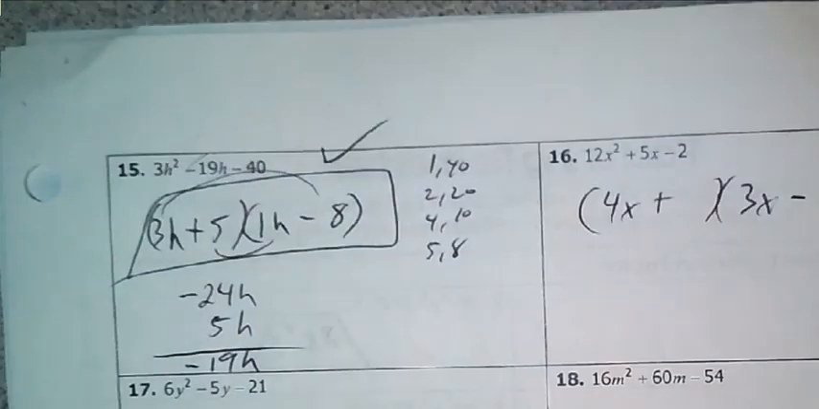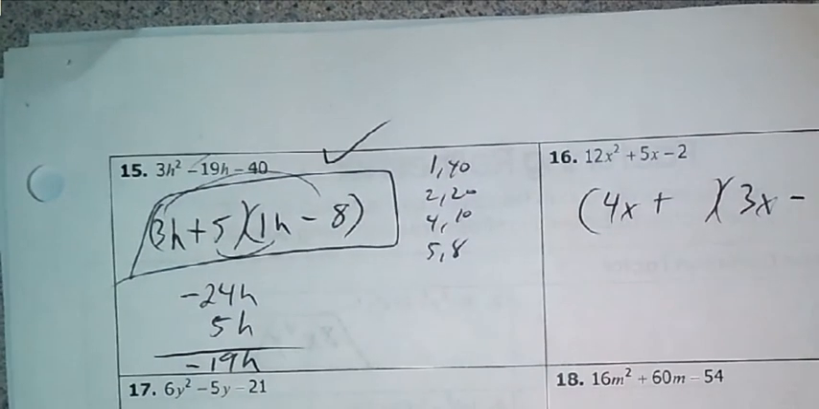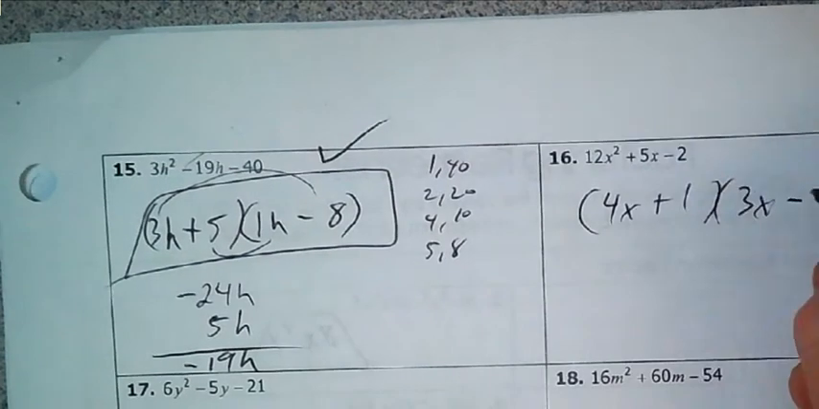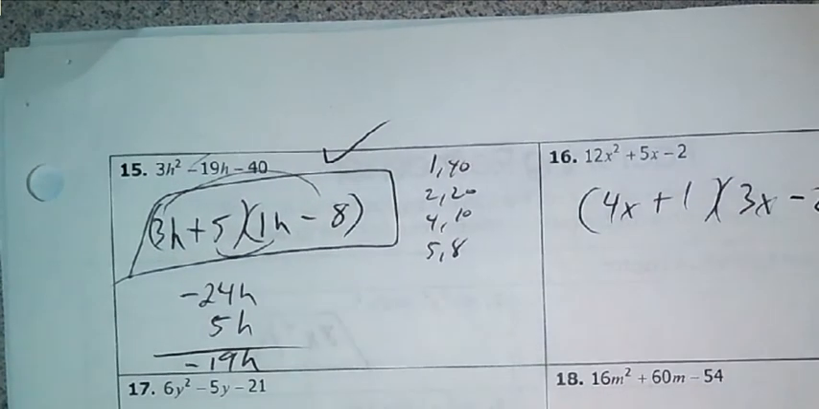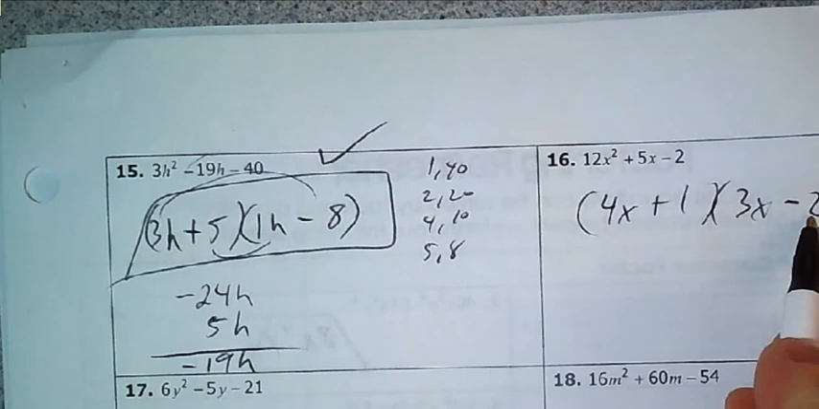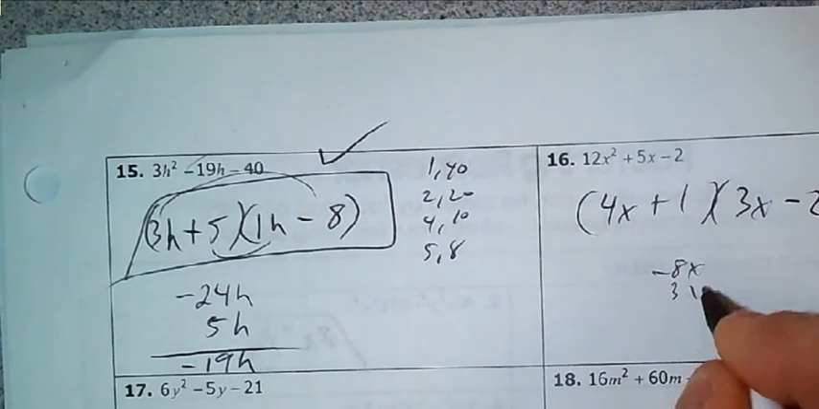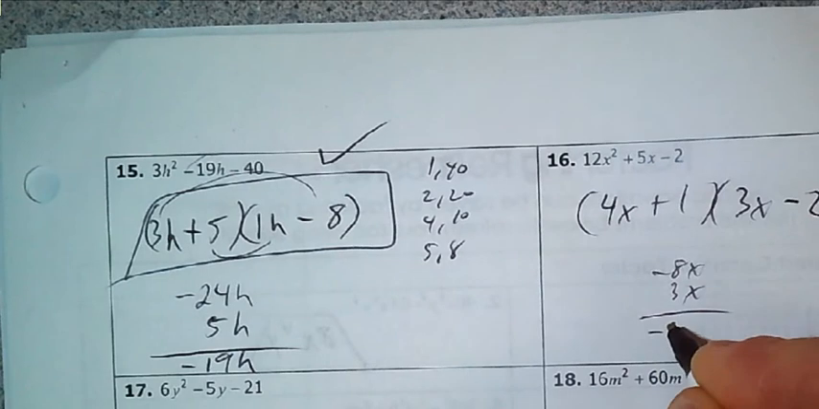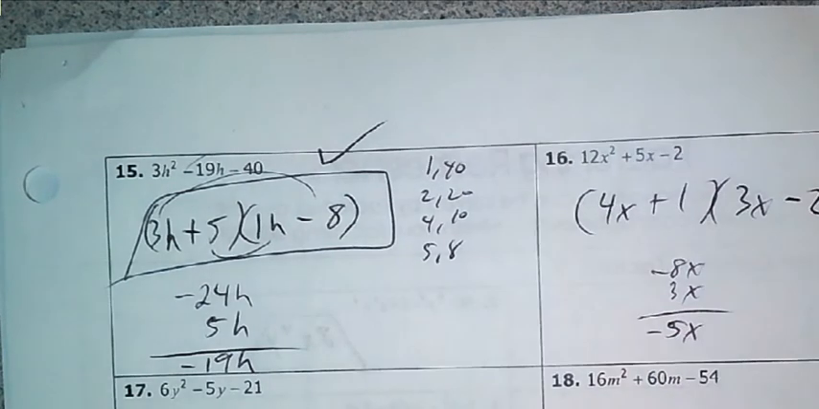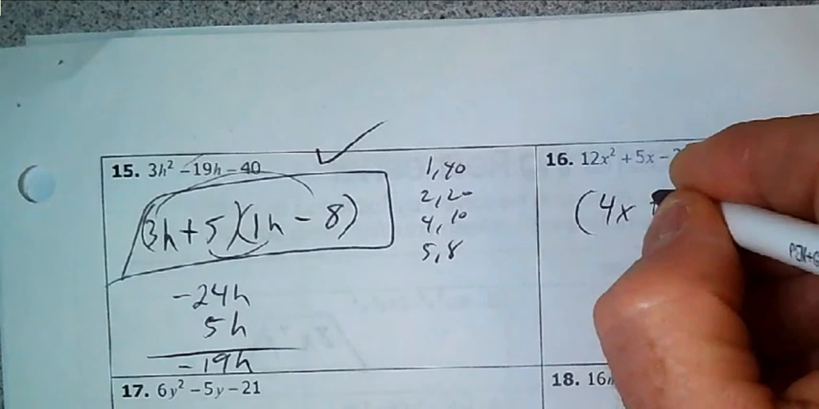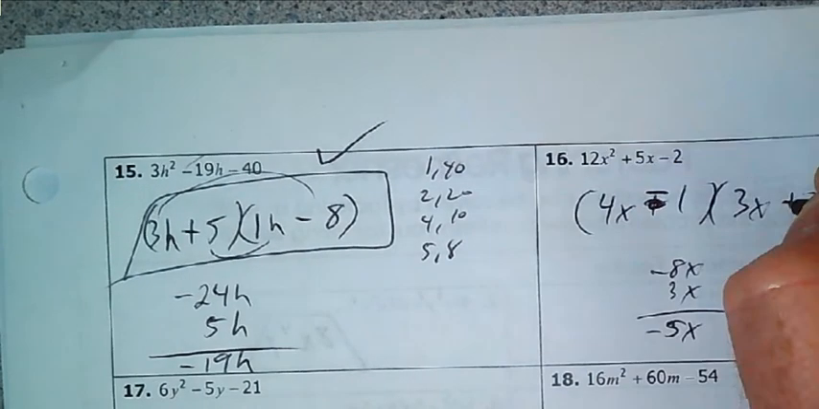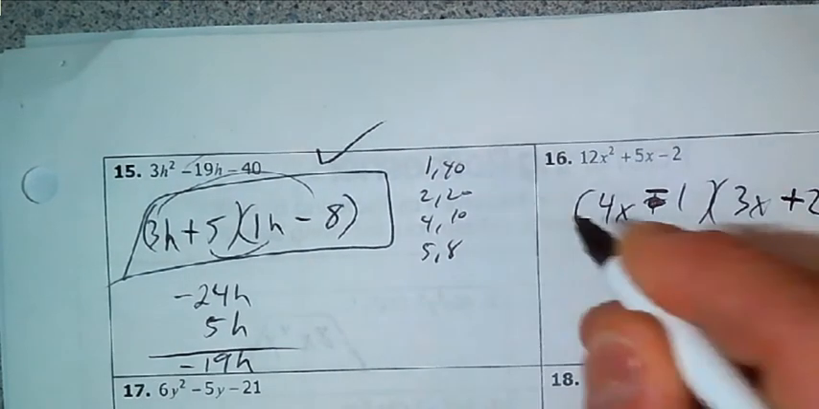There are only 2 factors of 2, 1 and 2. So I'm just going to do 1 and 2. This may not work. Alright, 4x times negative 2 is negative 8x. And then 1 times 3x is 3x. This comes out to be negative 5x. Is that what we wanted? No, but it's close. Switch the signs. Negative and positive, and we're done.